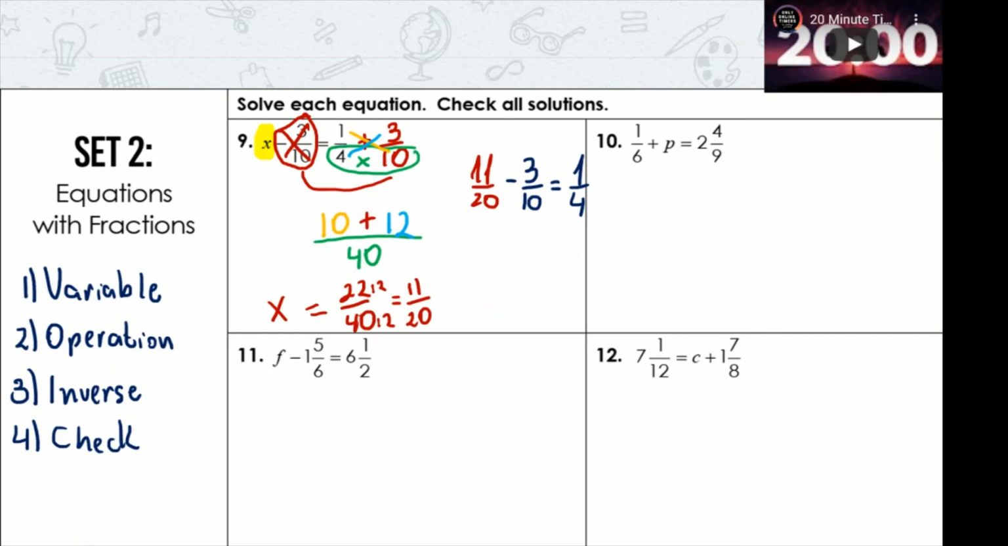You do 11 divided by 20, and the answer is 0.55. After this one, plus 3 divided by 10, which is 0.30, 30 hundredths. You add and it will be 0.85.